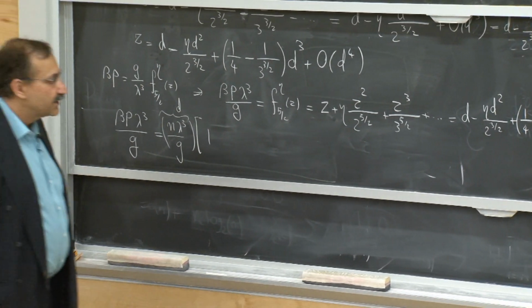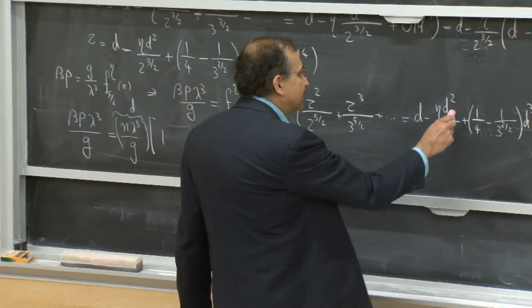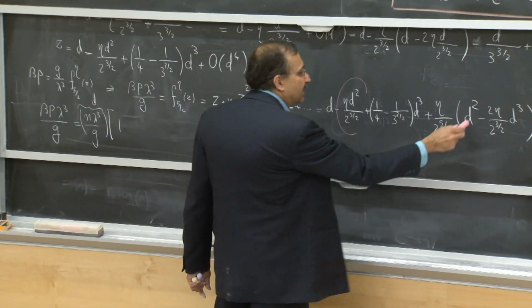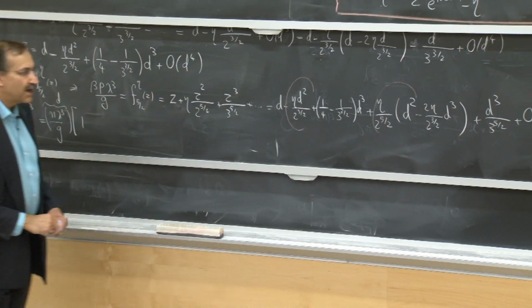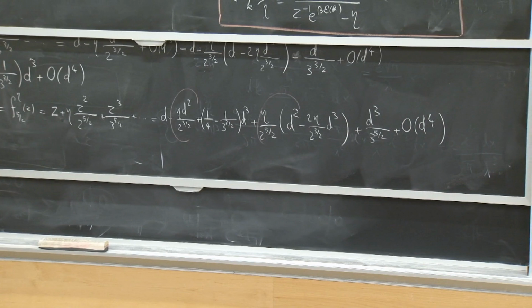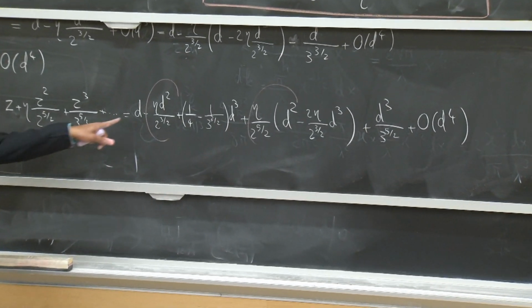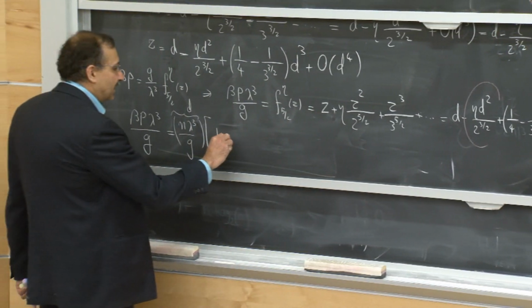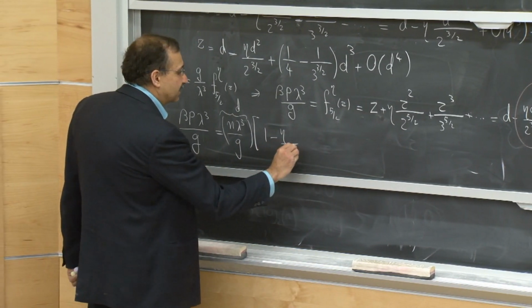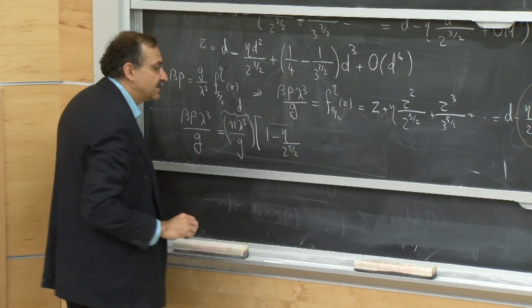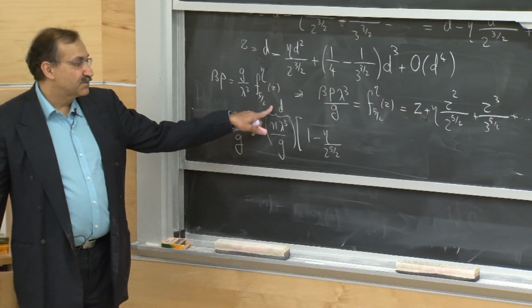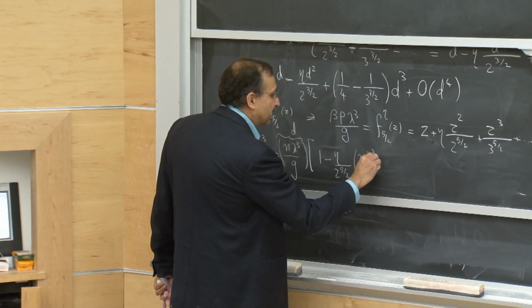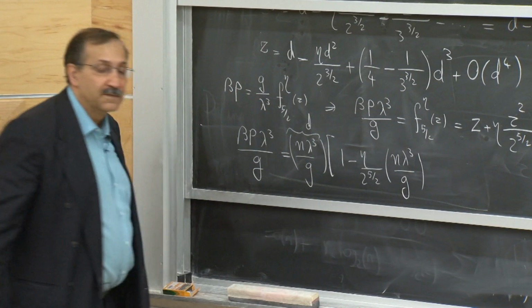And then the next correction, I have an eta d squared over 2 to the 3 halves here, and eta d squared over 2 to the 5 halves here with opposite sign. So this is twice bigger than that. So the sum total of them would be minus eta divided by 2 to the 5 halves times d squared, one factor of d I have out front. The other factor I will write here, n lambda cubed over g.